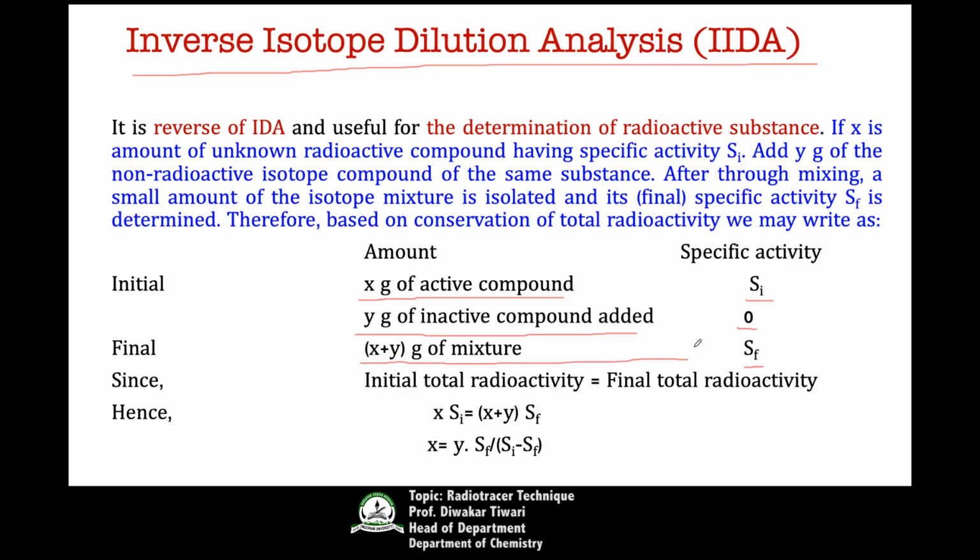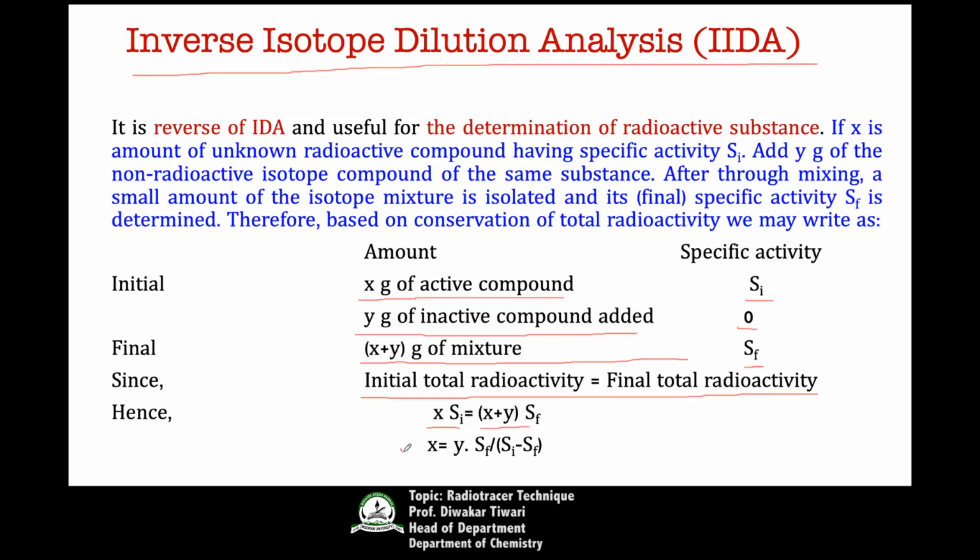So again we will write the same equation: the total initial radioactivity will be equal to the total final radioactivity. The initial radioactivity will be X into Si. Why are we multiplying by X? Because Si is the specific radioactivity, and when you multiply it by the total grams, you get the total radioactivity. So X into Si plus Y into 0, that is equal to X into Si. This is the initial radioactivity, and naturally it is equal to X plus Y into SF.